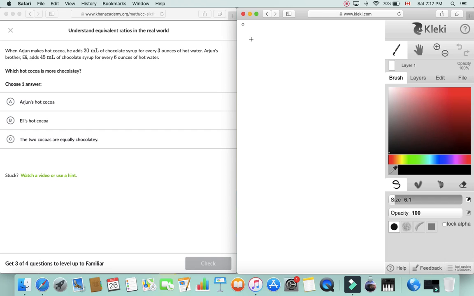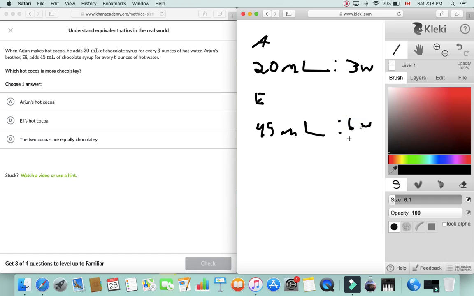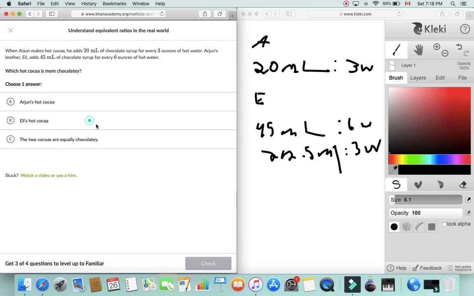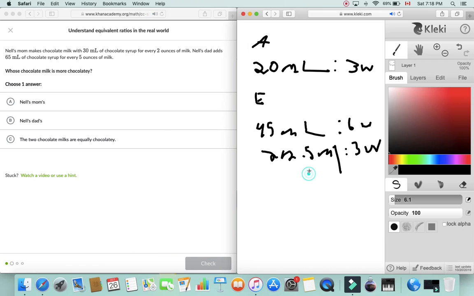So Arjun uses 20 ml to 3 ounces of water. But his brother Eli uses 45 ml to 6 ounces of water. So if you want the water to be the same, it's 40, but it won't work. It'll be like 22.5, something like that. So which one is more chocolatey? Eli's. He likes chocolate, okay? Yeah, let's go.